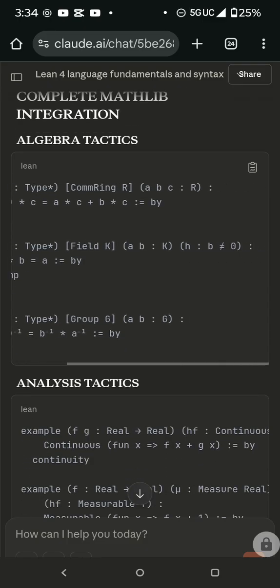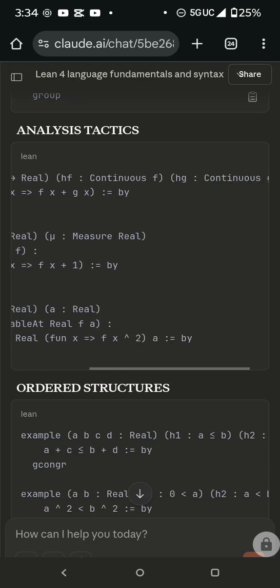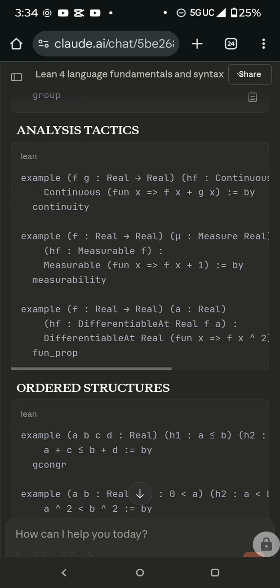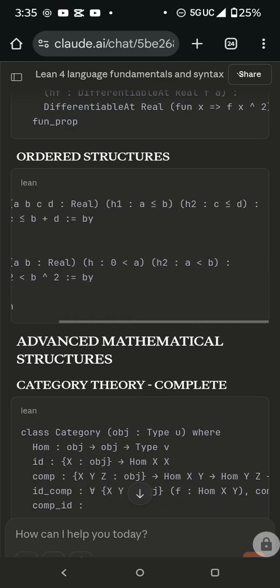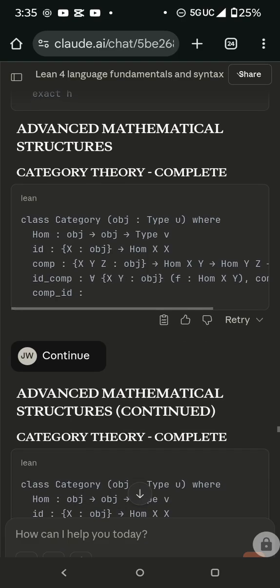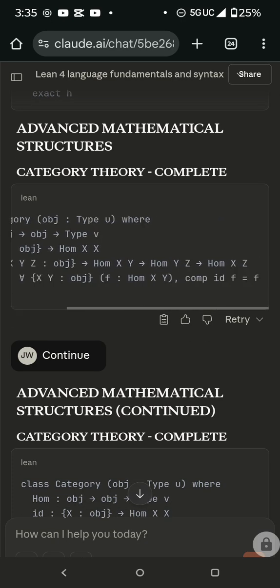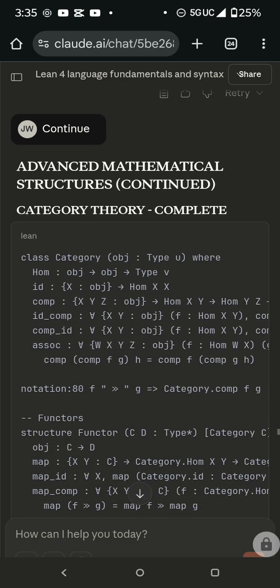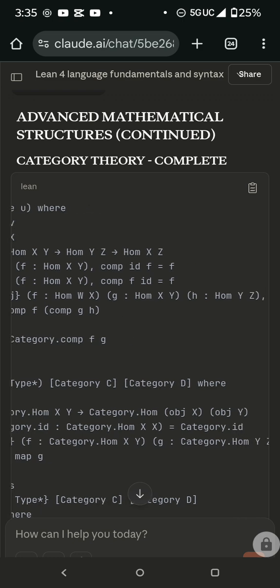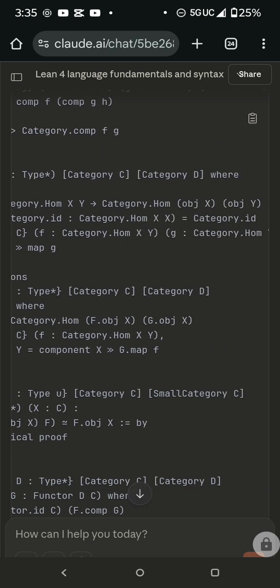Then algebra tactics with examples as shown. Analysis tactics with examples as shown. Ordered structures, examples as shown. Advanced mathematical structures, category theory is complete. As shown, as given, as offered up. We tell it simply to continue. So it got the long message. Further, again, states as this, continues on with all this.